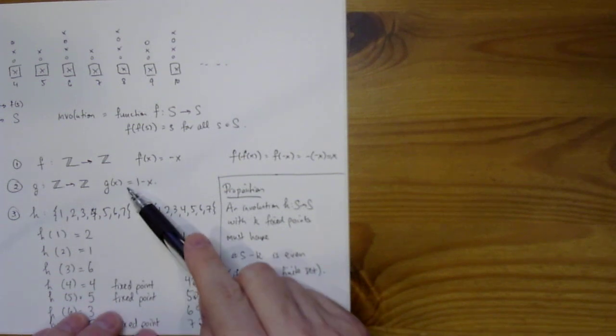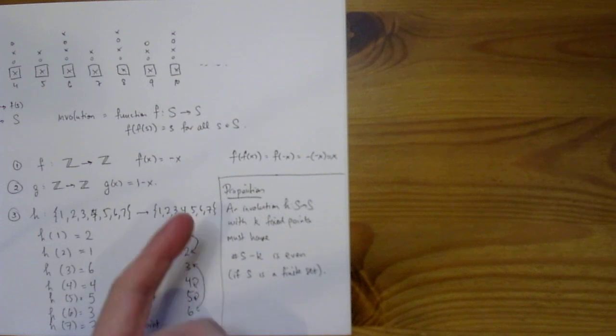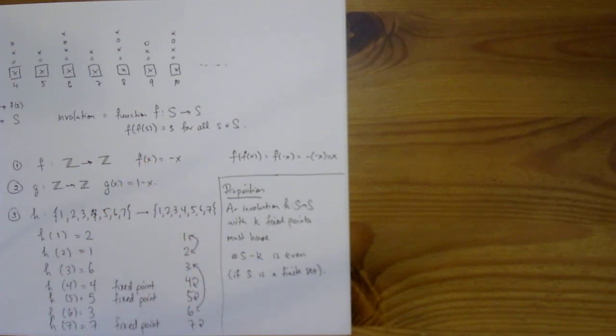But g of x equals 1 minus x, how many fixed points does that have? Well, if x equals 1 minus x, then that means x equals 1/2, but 1/2 is not an integer. So g doesn't have any fixed points. So you've got 2 involutions on the same set. One of them has an odd number of fixed points, one of them has an even number of fixed points. The reason that can happen is because the set of integers is infinite. So infinity is sort of both even and odd in a sense, although that's not a particularly concrete way of talking about anything. So that's the intuition behind it.